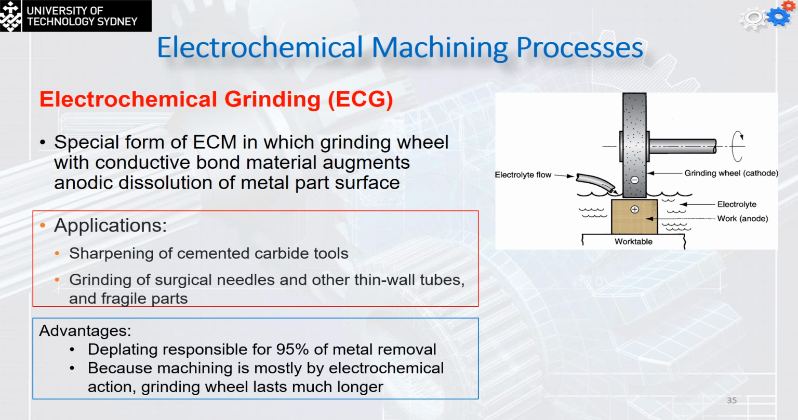The application is the sharpening of cemented carbide tools, and the grinding of surgical needles and other thin wall tubes and fragile parts. The advantage is that the electrochemical action is responsible for 95% of the metal removal, and because the machining is mostly done by the electrochemical action, the grinding wheel will last much longer because it doesn't have any actual direct contact with the part.